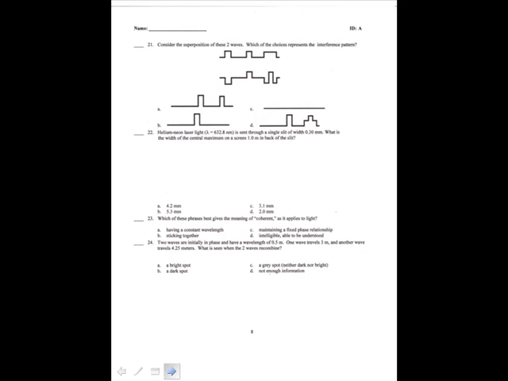Consider the superposition of these two waves. Which of the choices represents the interference pattern? Well, these two parts are going to cancel out, so you're just going to be left with a straight line. These two parts are going to add constructively, so they're going to double in size. And then part of this is going to add up, and part of it's going to cancel out. This part is going to cancel with this part, and this part is going to cancel with this part, but this is going to add up with this. So you're going to be left with a big spike there. So that is option A for number 21.